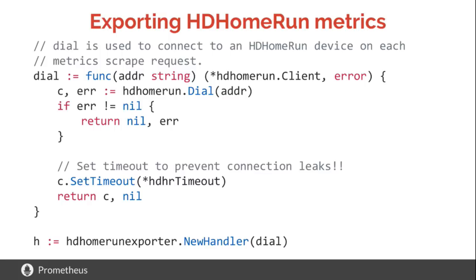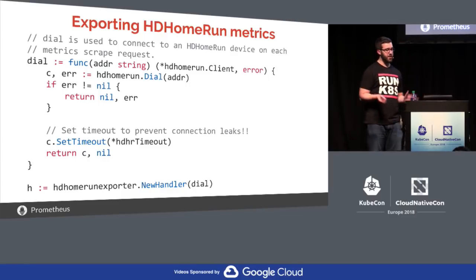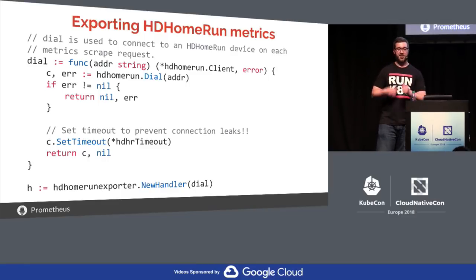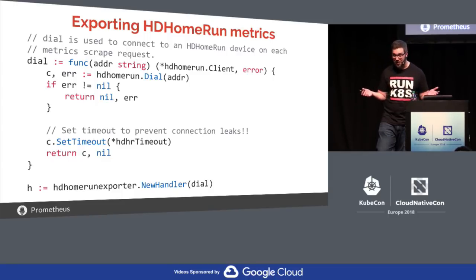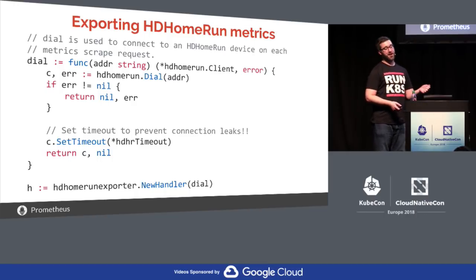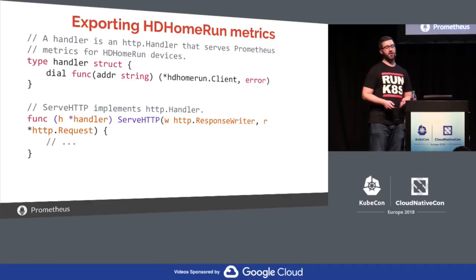You want to always set a timeout on your network communications, because what happens if something goes wrong? The device is down, your network is down, something in the middle is down. You don't want to necessarily leak file descriptors. Otherwise, you run out of file descriptors, your exporter stops working, you get paged. Nobody's happy. Okay, so we have our dial function. We pass it as a dependency to our handler type. And the handler is going to look something like this.